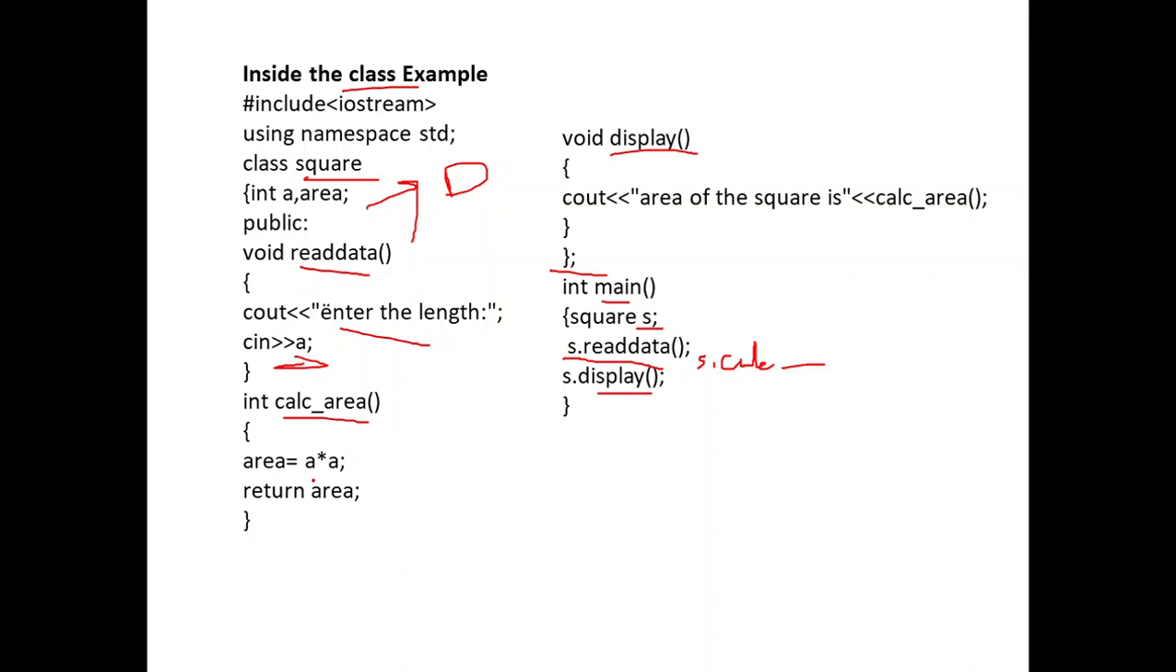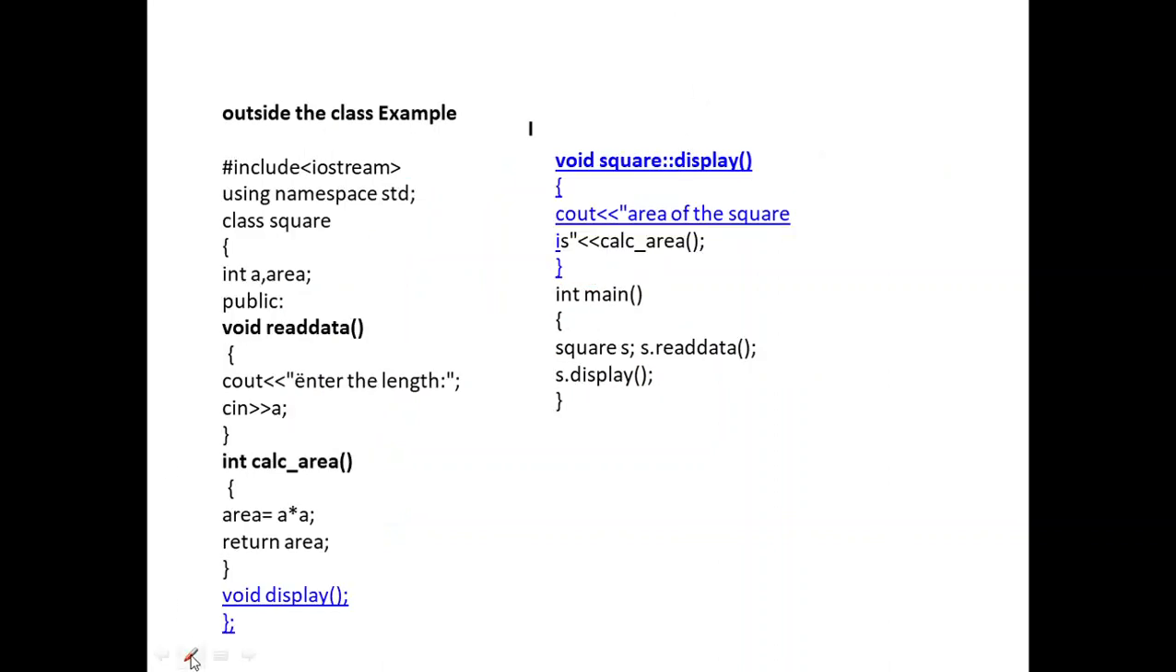So the area is calculated, and we have to display it. For that, cout area of the square is calc area. The calc area here is a function call, and there we find the area, that is side into side, the area of a square. So this is the inside the class. Here we can see that within the class square there are three member functions: read data, calc area and display.